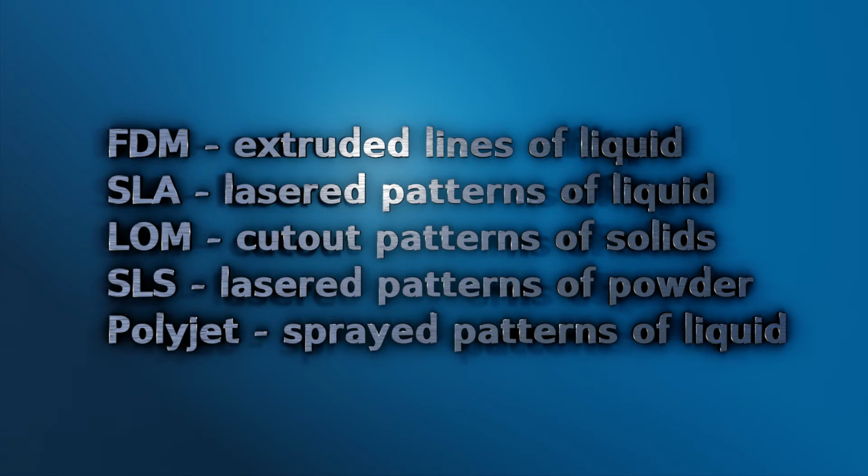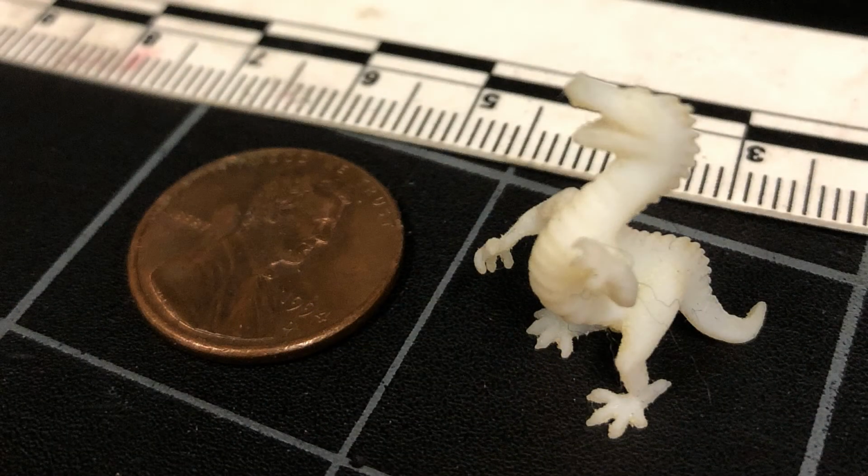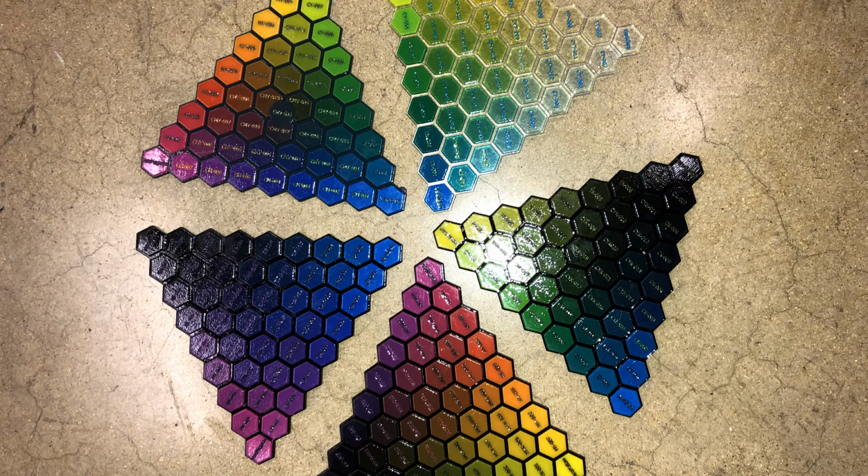PolyJet printing sprays successive patterns of photosensitive resin onto build platforms using a technology very similar to common inkjet desktop printing. The PolyJet process is expensive, but also very fast, and the resulting prints can be highly detailed and durable, depending on material choices. PolyJet printers can mix and match materials with different colors, elasticity, and hardness values.